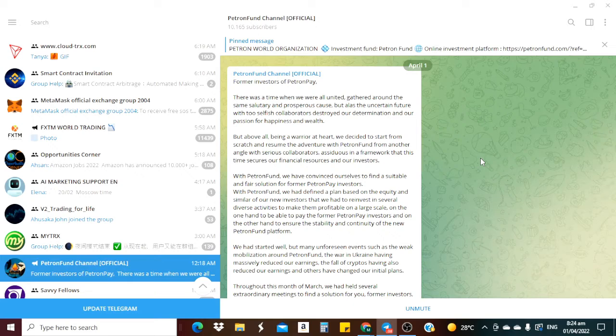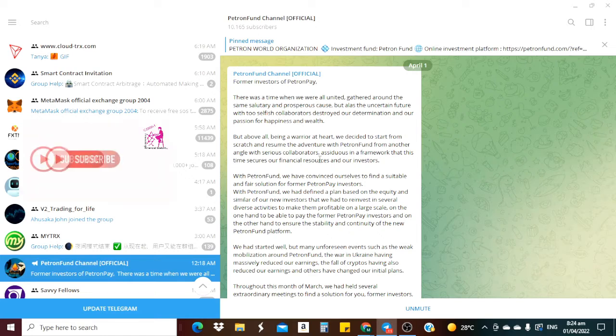Yes, like you read it, weak mobilization reduces our initial plans. That is from Petronfund, Petronpay. Yesterday around, let's say, 10 p.m. thereabouts, I received this message from Petronpay or Petronfund, as in there will be big news.